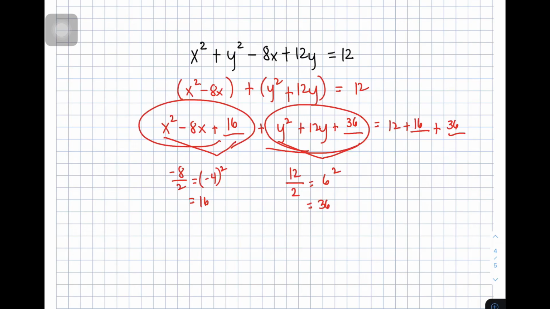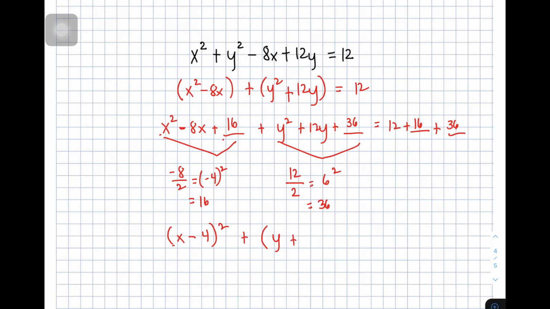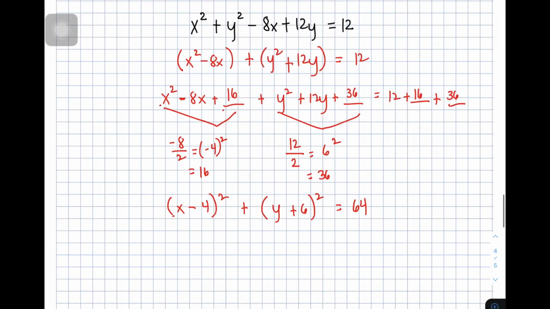Ang gagawin natin ngayon ay factor out natin itong dalawang perfect square trinomials na yan. Again, kapag na-completing the square na kayo, automatic perfect square trinomials na yan. So, the factors are x minus 4 squared. Bakit ako naging x minus 4? Kinuha ko ang square root ng x squared, square root ng 16 which is 4, and then kinopya ko yung sign sa gitna. Plus the quantity of y plus 6 squared is equal to 12 plus 16 plus 36, which is 64. Okay? So, given this information, ito na yung ating standard form. The quantity of x minus 4 squared plus y plus 6 squared equals 64.